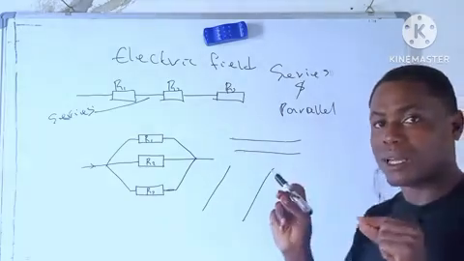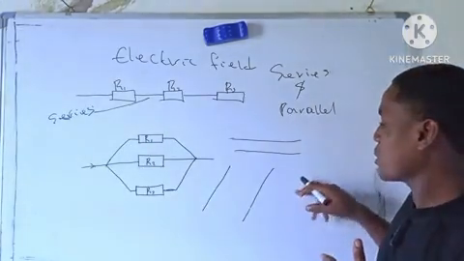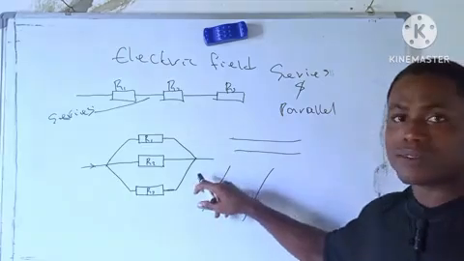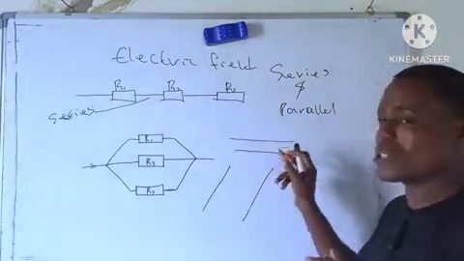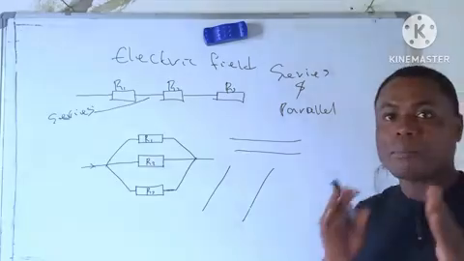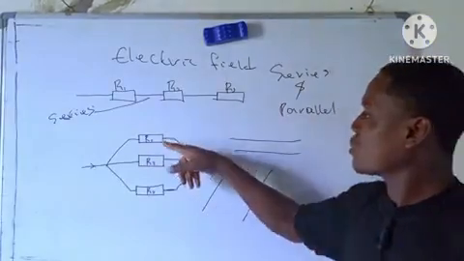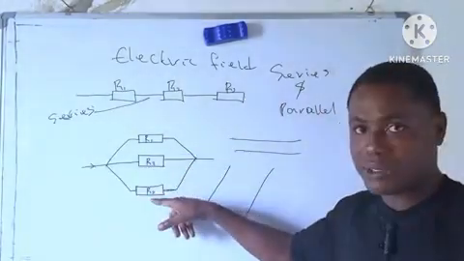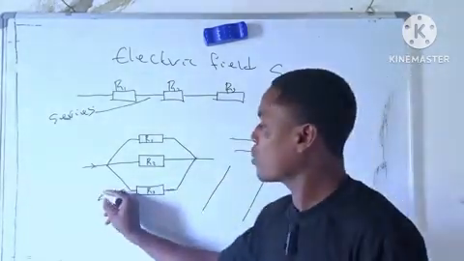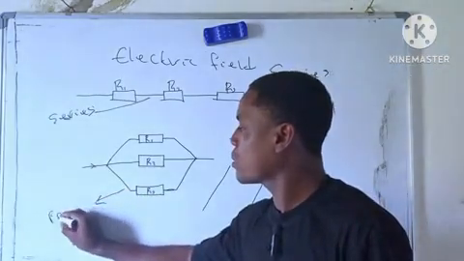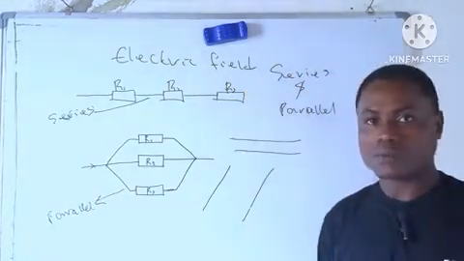Parallel lines, I get it. But they are in opposite direction. This one is in the right direction, while this one is in the left direction. So if you see any two lines facing each other in this form, in any direction, they are parallel lines. So meaning that we have resistor 1, resistor 2, and resistor 3, so this connection is in parallel connection.